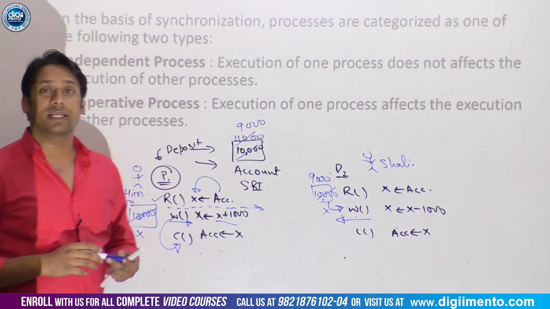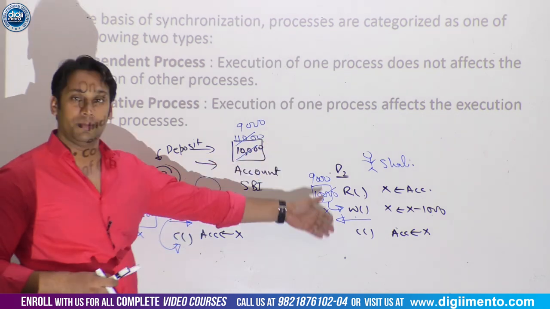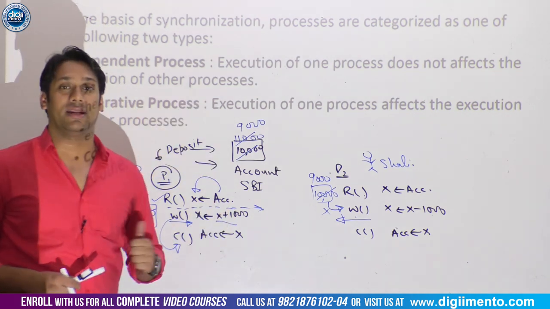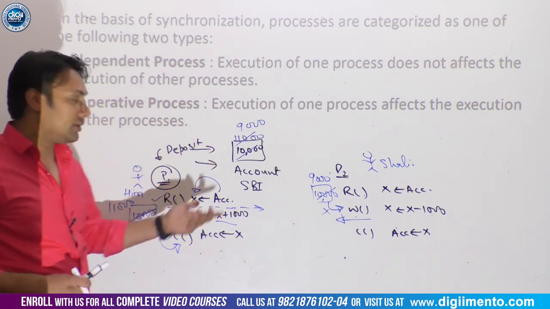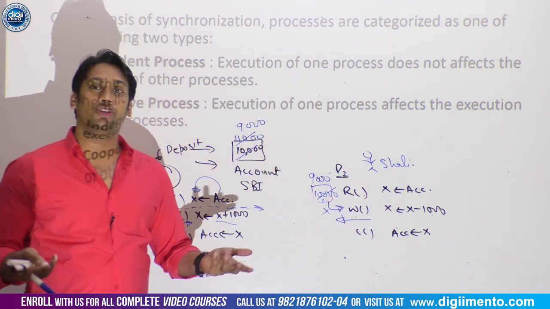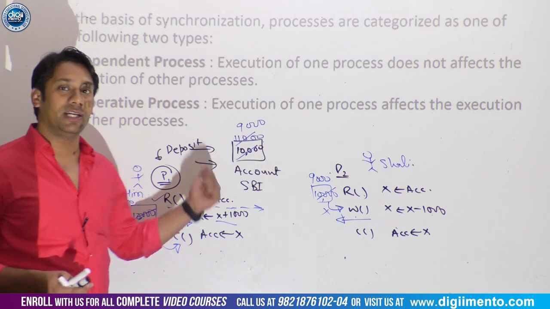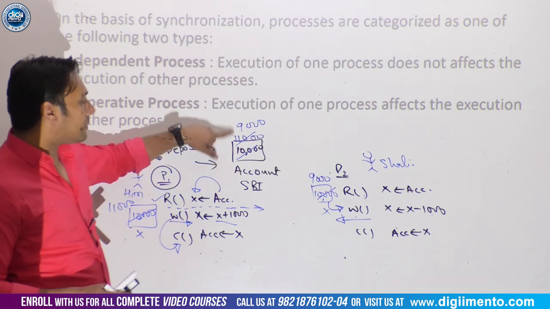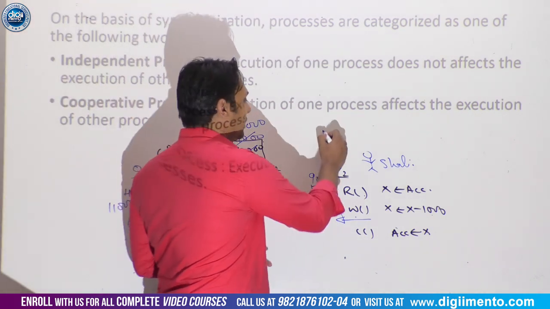Now you can clearly see that after the completion of these two processes, process P1 is finished and process P2 is also finished. After the completion of both, the balance in your account is 9000 rupees, which is not a correct value. Why? Because one added 1000 rupees and the other subtracted 1000 rupees, so the value should be exactly 10,000 only. But due to the order of execution of the statements, the balance in your account is not correct. This is called a race condition.